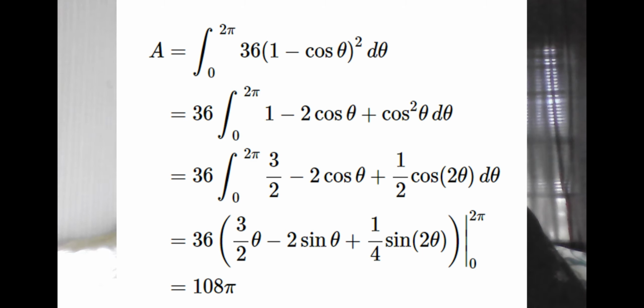We factor out the 36 and expand the squared. We rewrite cosine squared with the trig identity. We also rewrite the 1 as 3 halves. We now integrate using simple antiderivatives. Compute the antiderivative at 2 pi minus the antiderivative at 0, and get 108 pi as our exact area.